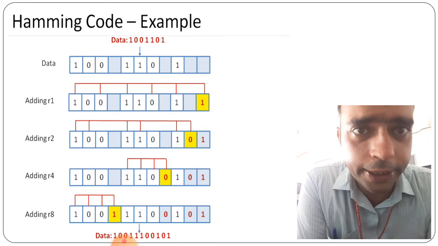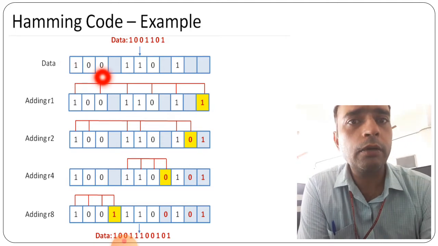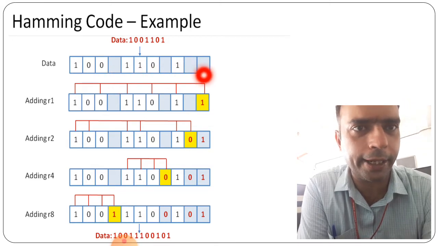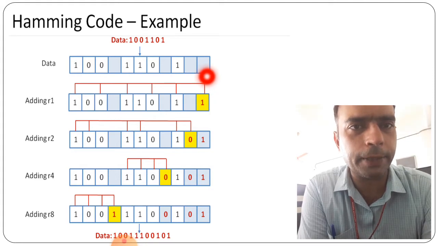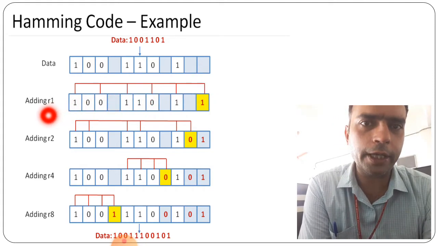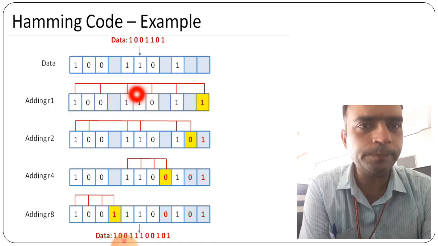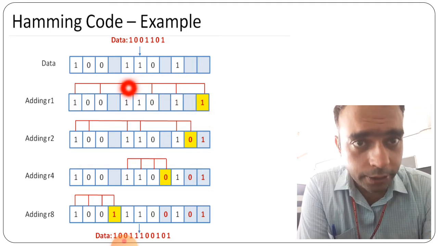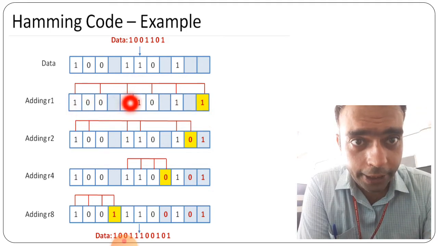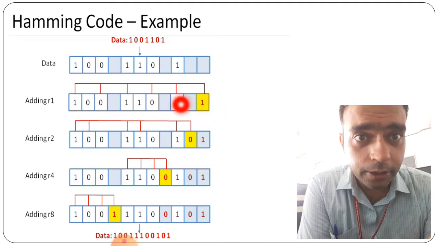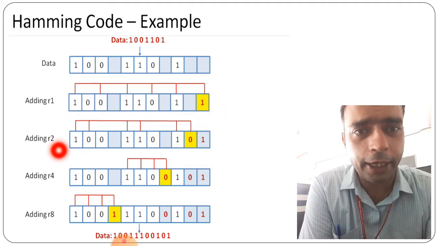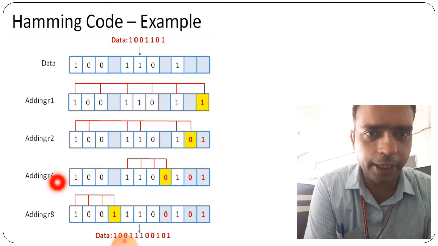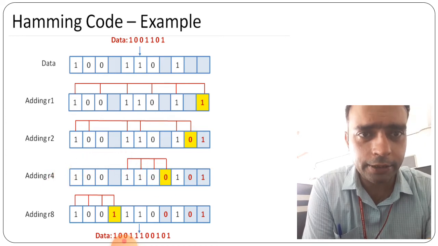Now the data bits are given, suppose here, that is 100, 110 and 1. Here this blue part is reserved for the redundancy part. Now when we are adding the redundant bit r1, here it will be 1. So adding r1 we will get 1 here. And finally we will get this data, and next we are adding r2, then we will get this 0 here. Then we are adding r4, then we are getting 0 here.